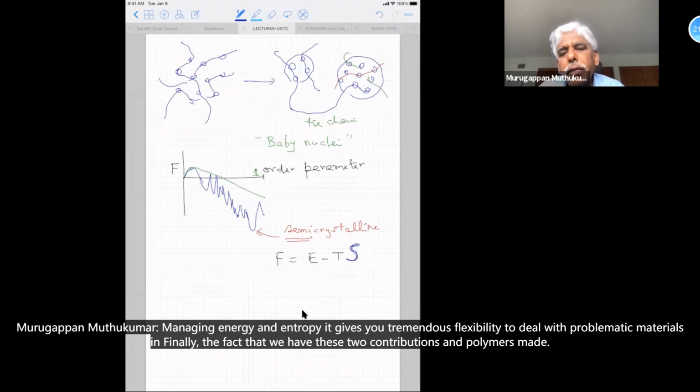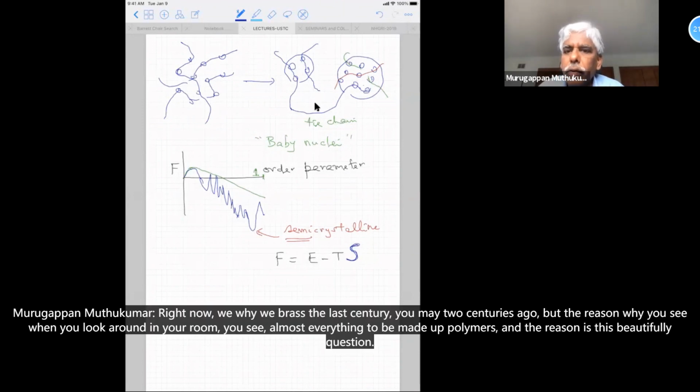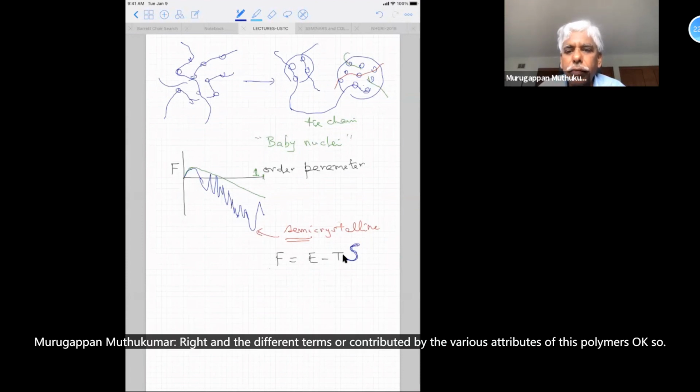In fact, the fact that we have these two contributions in polymers made our modern civilization a polymer-based civilization, right? We had Stone Age, on and on. Now brass, the last century, maybe 2 centuries ago. But the reason why, when you look around in your room, you see almost everything made of polymers, is this beautiful equation, right? And the different terms are contributed by the various attributes of these polymers.